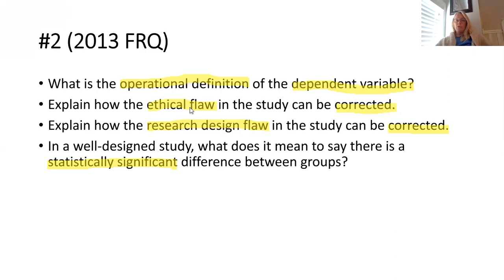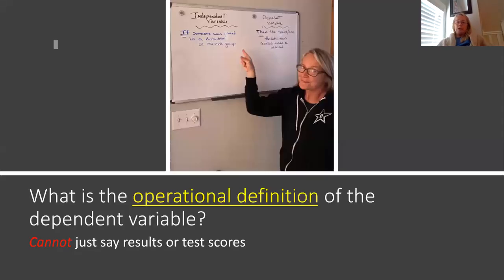Then they go on and want to know about the ethical flaws and how they need to be corrected. So I have to think conceptually, what is the ethical flaw, and then what am I going to do to correct it? Same thing with the research flaw, and then how am I going to correct it? And then finally, what does it mean to say there's a statistical significance between the two groups? So let's get started. The very first question says, what is the operational definition of the dependent variable?